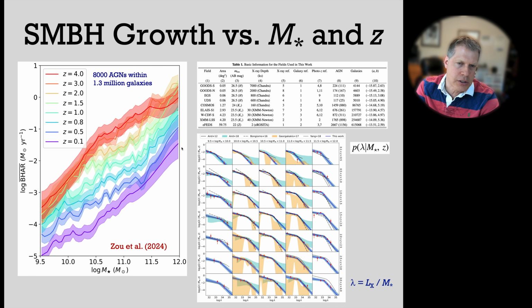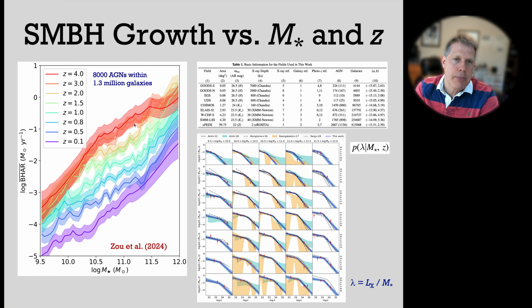Some of that, of course, is expected because these systems host more massive black holes, so obviously they could have higher black hole accretion rates. But the dependence is very strong indeed, as you can see. And it consistently rises from redshift 0.1 to 0.5 to 0.8, all the way up to a redshift of 4. As redshift goes up and up, the black hole accretion rate, our measurement of it, long-term time average, rises and rises all the way to a redshift of 4.